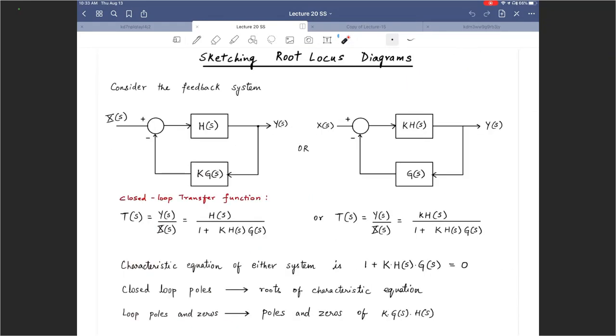Let's talk about the root locus. That's our topic today, sketching the root locus diagrams. It's all about sketching things. Now consider the feedback system that is shown on the left. Everything is represented in the Laplace domain. You have x of s as the input, h of s is your transfer function in the forward path, y of s is the output, which is being fed back through these feedback dynamics k g of s, and a negative feedback is provided with x of s back into the system.